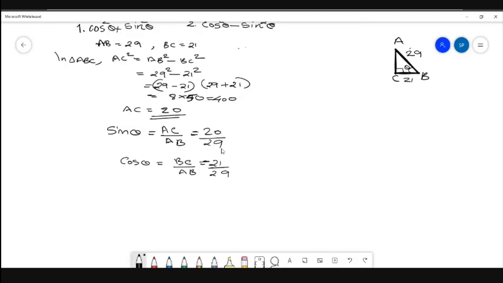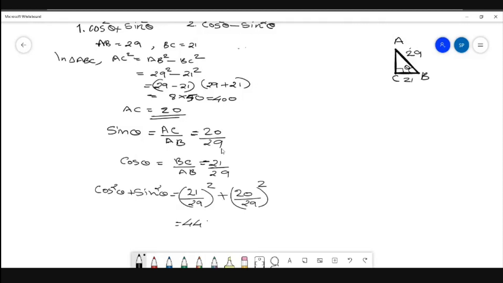So now we can find out cos square theta plus sin square theta. Cos square theta means cos theta the whole square. So cos square theta plus sin square theta equal to 21 by 29 the whole square plus 20 by 29 the whole square.